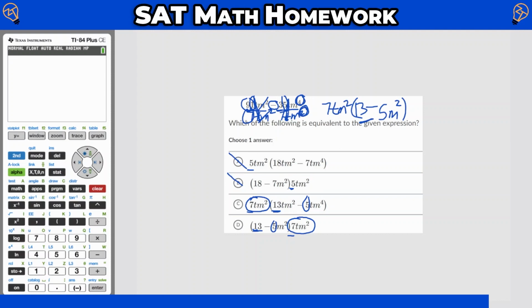Now, once we had gotten this 13, notice that made it clear that D was the correct answer because option C had extra stuff, but just so you could see the problem in its entirety and see that the correct answer is D.